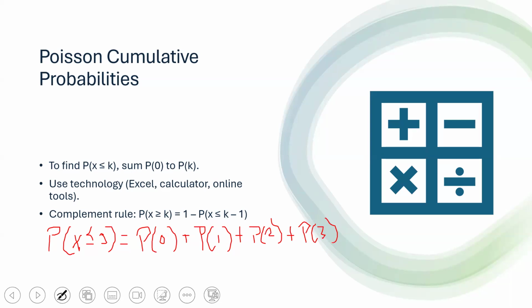This is where technology really helps. Calculators, Excel, or online tools can compute these quickly. You can also use the complement rule, that the probability that x is greater than or equal to k is 1 minus the probability it's less than or equal to k minus 1. This is useful when you want to know the chance of a high number of events occurring, like multiple sensor failures or heroic rescues in a day.